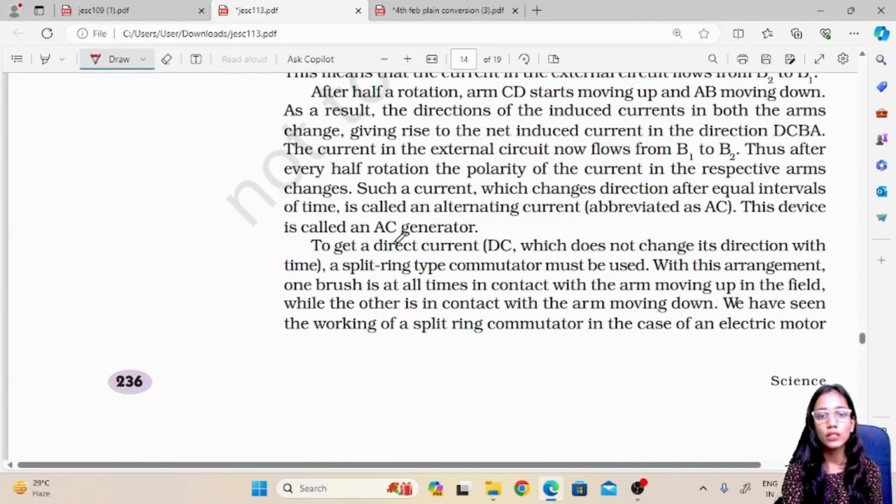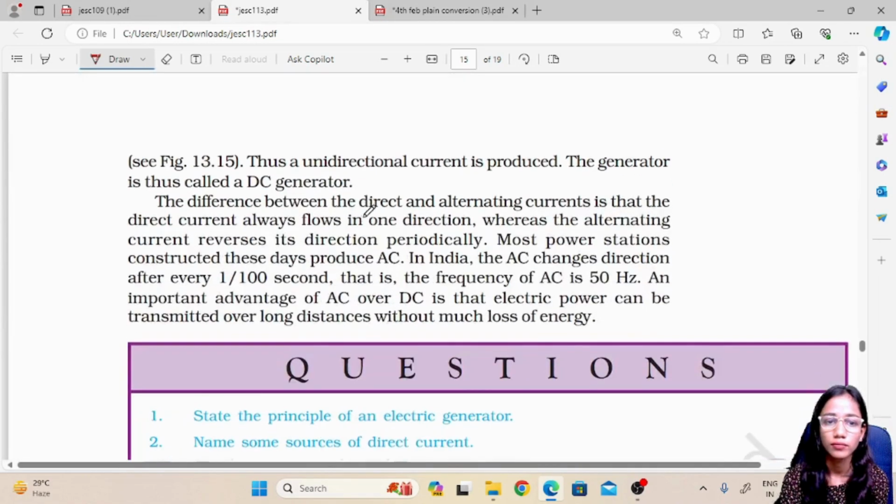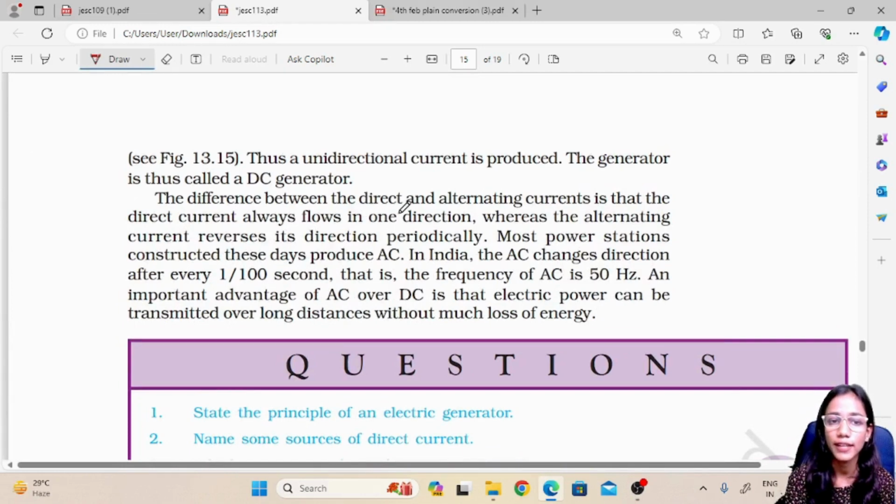So the whole ring type of generator is called an AC generator, and we saw that a split ring type commutator produces a direct current. There the current is not reversing on its own, but over here it is reversing. The difference between direct and alternating current is that direct current always flows in one direction, whereas alternating current reverses its direction periodically.